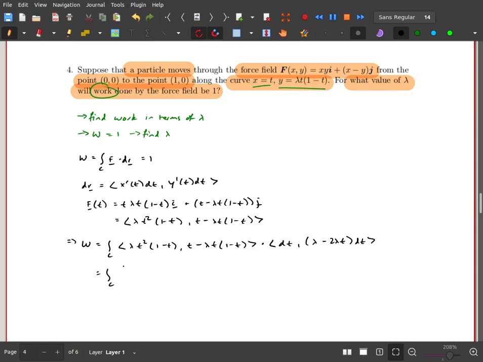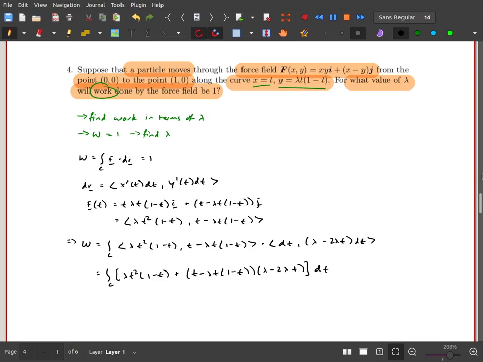And then, if I do the dot product, that will give me, so I'm going to factor out dt for the whole thing. So lambda t squared (1 minus t) plus (t minus lambda t (1 minus t)) times (lambda minus 2 lambda t) close parentheses dt. So we'll expand this out and evaluate the integral.